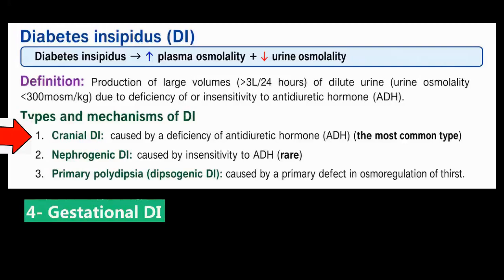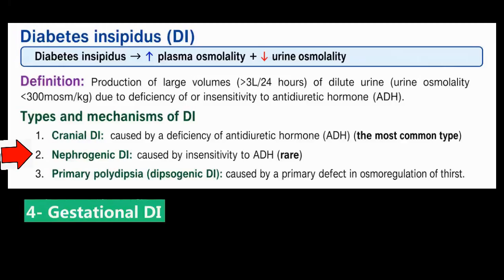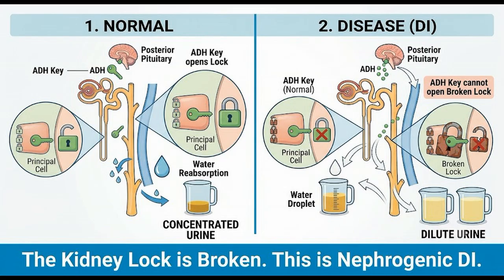1. Cranial, central, diabetes insipidus. The most common type. Mechanism. The brain does not produce enough ADH. Remember, ADH is produced in the hypothalamus, stored and released by the posterior pituitary gland. Damage to either area causes central diabetes insipidus. 2. Nephrogenic diabetes insipidus. Here, ADH levels are normal, or even elevated. The problem is, the kidneys cannot respond to ADH. Think of it this way. The hormone knocks on the kidney's door, but the kidney refuses to open it.